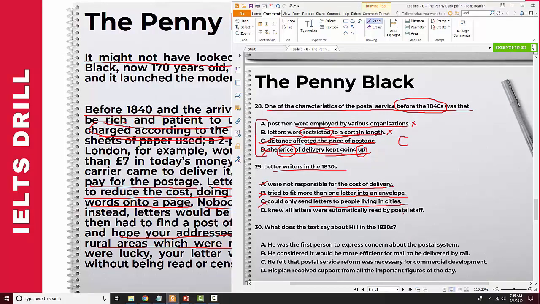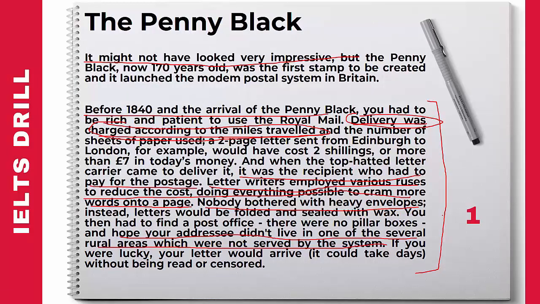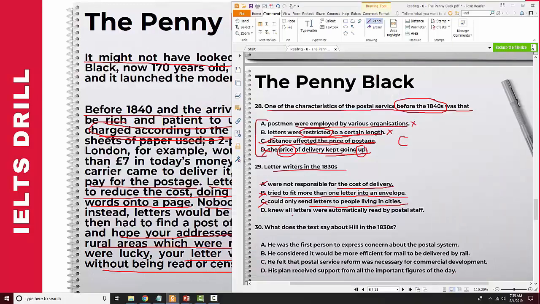Knew all letters were automatically read by postal staff. What does it talk about postal staff reading the letters? It says your letter would arrive without being read or censored. So it is saying that yes, it was expensive to send letters. Sometimes it took longer time. Some areas were not served, but your letter would reach without being read or censored. That means postal guys were not reading letters, right? So automatically read by postal staff is wrong. So correct answer here is A.